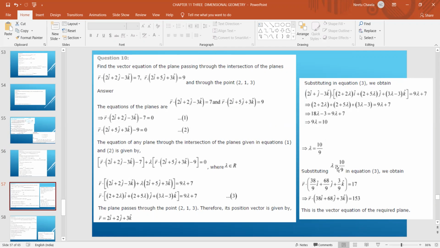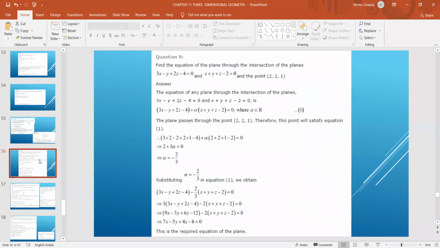Putting this value of lambda in equation number 3. This is the equation where we have to put so that we can finally get the answer in the vector form. So r vector dot 38i plus 68j plus 3k is equal to 153, I am getting over here. So whenever the question is given in the vector form, the answer is also coming in the vector form. Unless and until they mention it, you have to write the answer also in the Cartesian form.